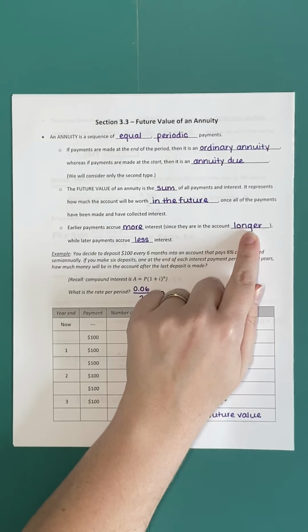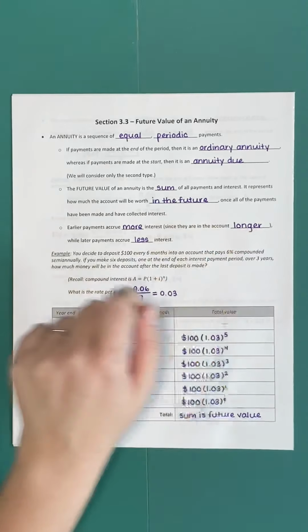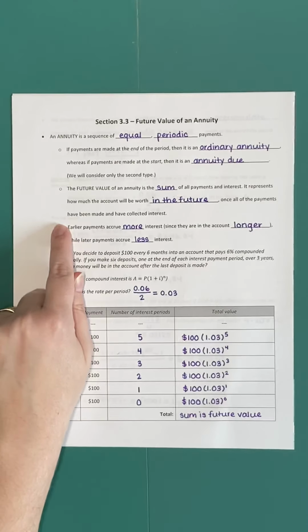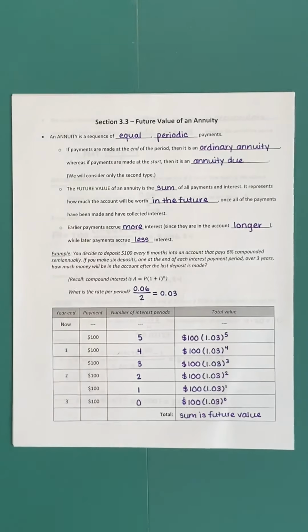So the more time the money sits in the account, the more time it has to collect interest. So ultimately, the more it's worth in the future. Whereas payments that are made later, closer to the end of what we're counting for purposes of calculating the balance of the account, have less time to accrue interest. So in the future, they're not worth as much as those earlier payments that sat in the account for longer. So each individual deposit into the account ends up being worth a different amount in the future, just because they all sit in the account for different periods of time.